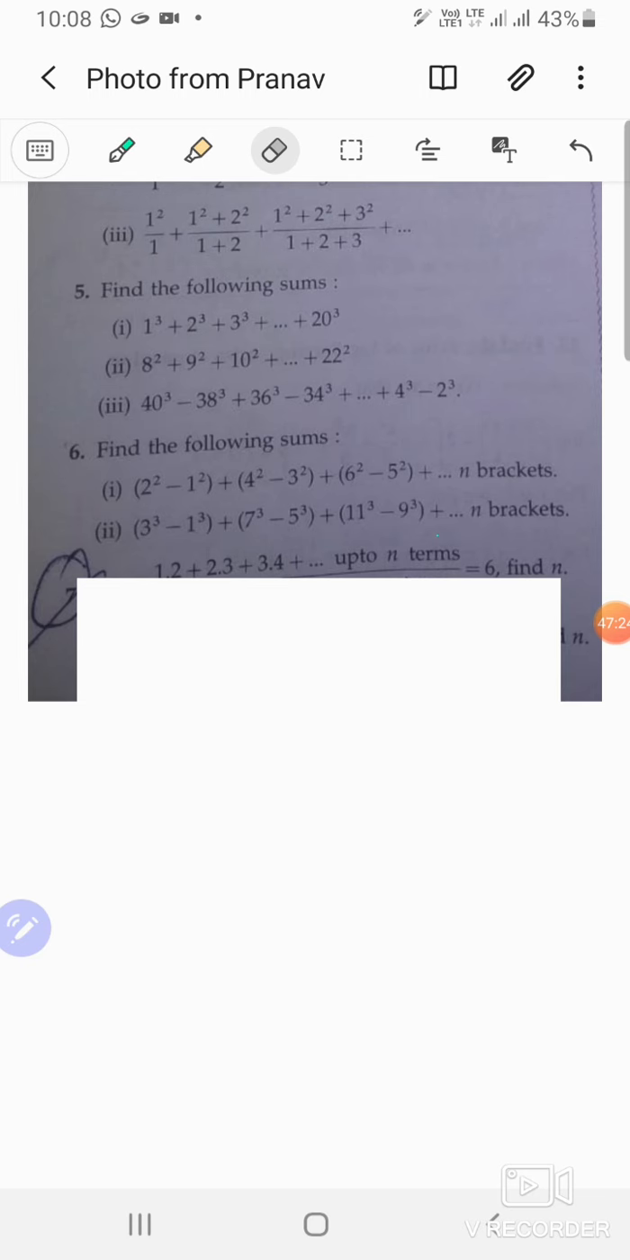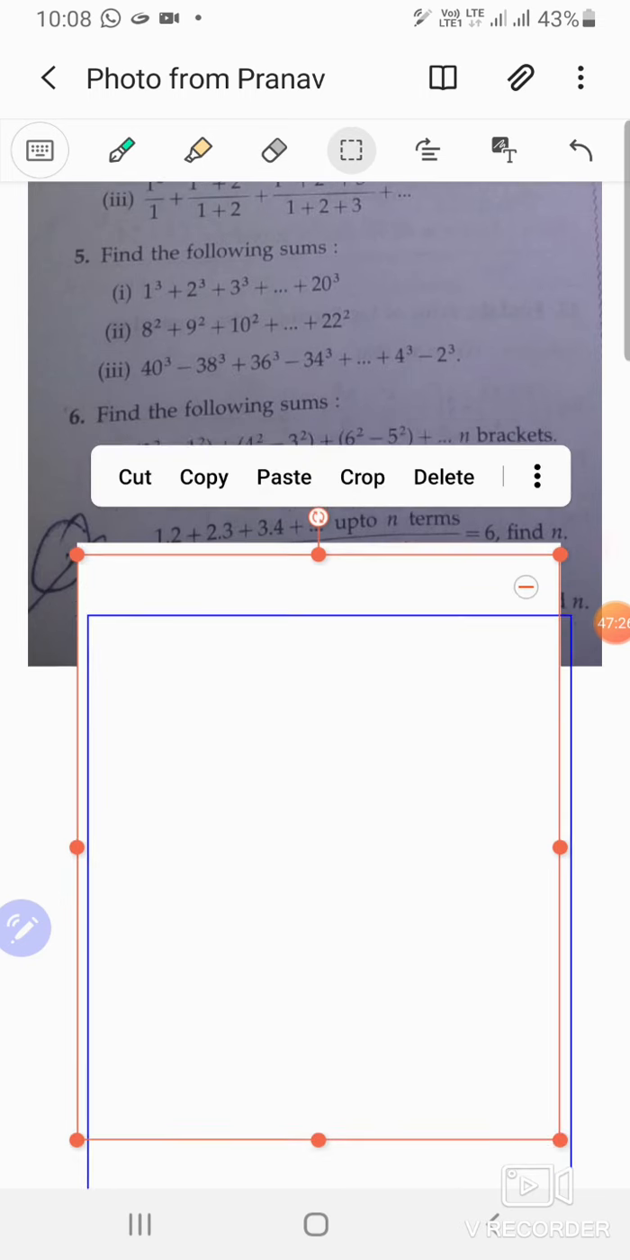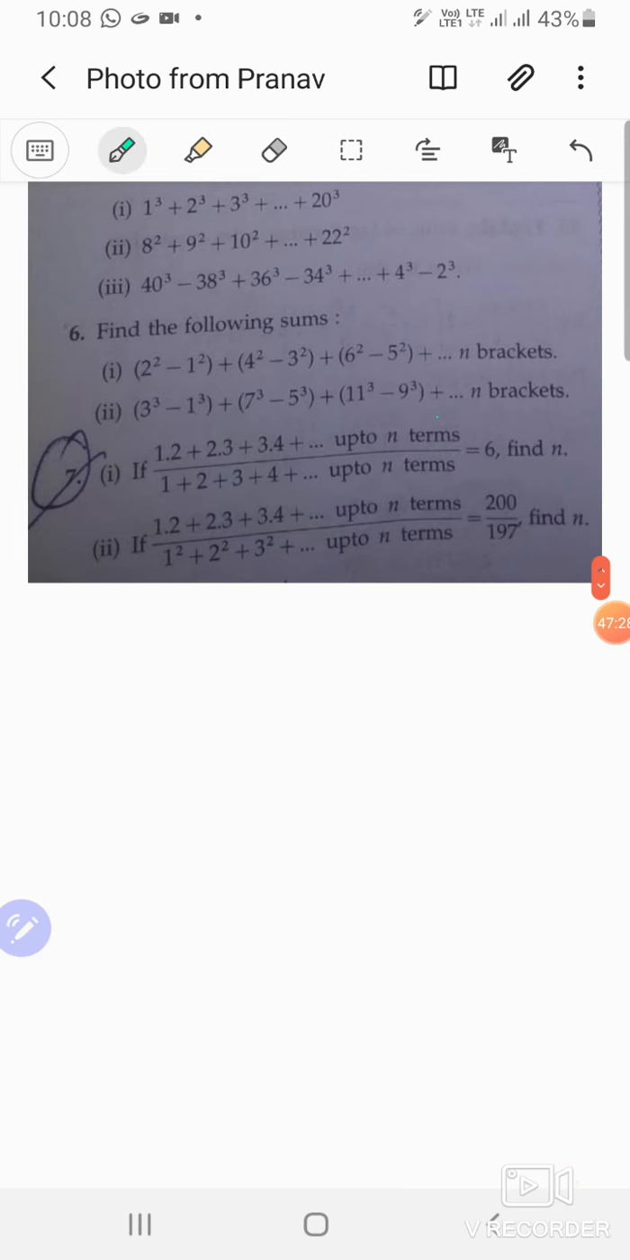Yeah, let's move on to the next question. So 1.2 plus, I mean 1 into 2, not making that mistake again. Don't want this now. Delete this. Okay, so you've got 1 into 2 plus 2 into 3 plus 3 into 4 till n terms upon 1 plus 2 plus 3 plus 4 up to n terms. That's supposed to be equal to 6, then find n.